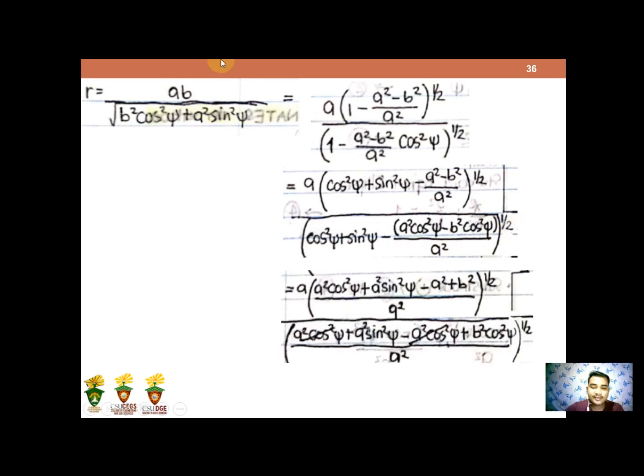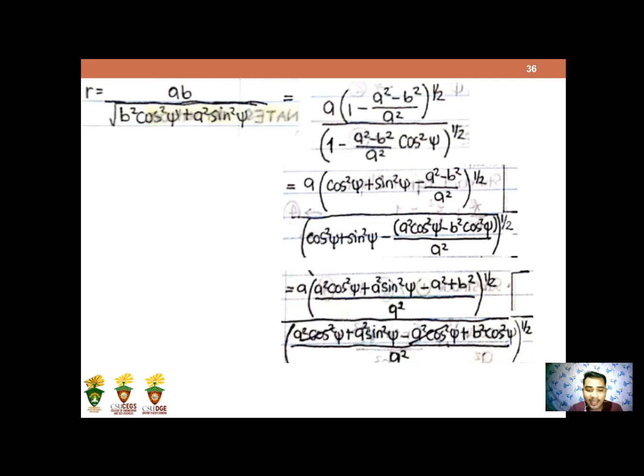So next, we simplify the denominator part first. The common value must be a squared, so we take out the common value. So a times a squared cosine squared geocentric latitude plus a squared sine squared geocentric latitude minus a squared plus b squared, all over a squared. Since we take the common value a squared, for the denominator we do the same.